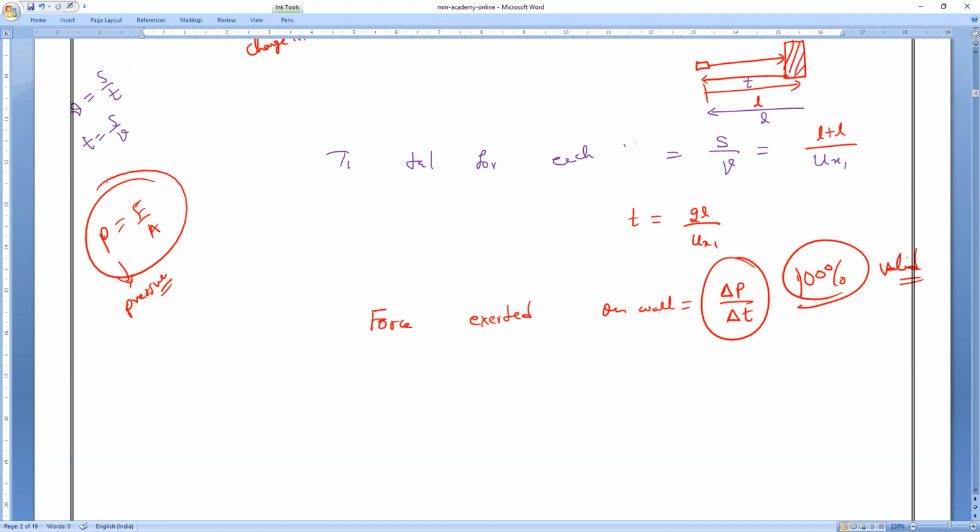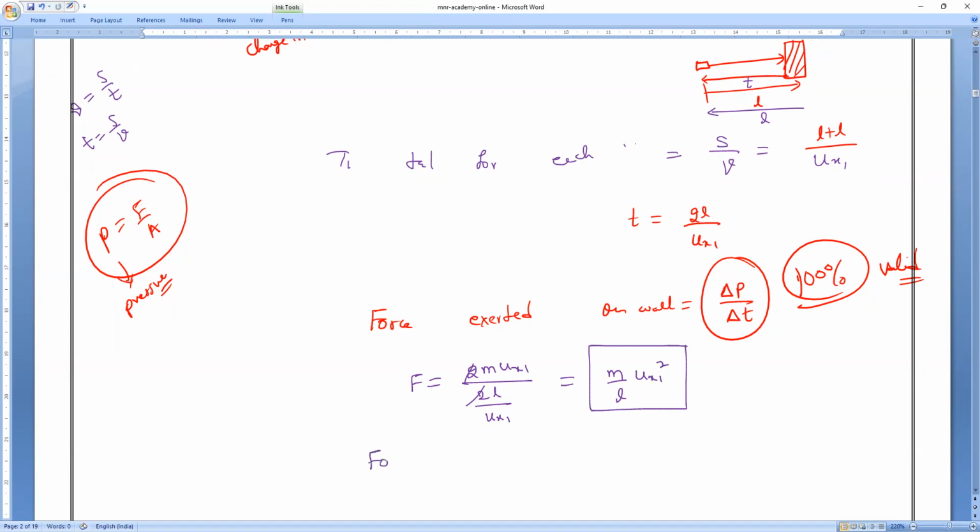Newton's second law, people are not able to remember dp by dt. Then what is the use? Then substitute it, that's all. So F is equal to dp by dt. What is the dp value? We got it, guys: 2m ux1 divided by the dt value, 2l divided by ux1. Is it right, all of you? So 2 will get cancelled, ux1 will go up. So we'll get m by l ux1 into ux1. What will happen? ux1 square. So this is the force.